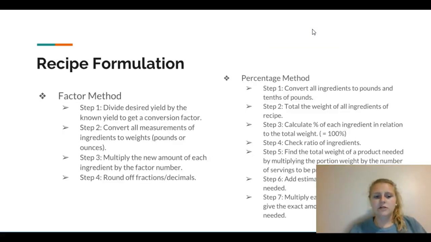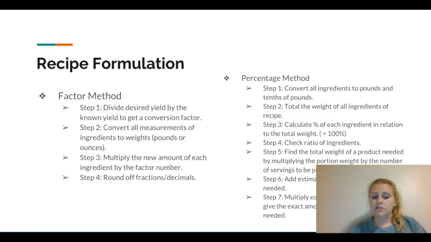Okay, so the first one is the factor method. You basically take the desired yield. So if you wanted to serve 75 people and the known yield is 12, you divide those and you get 6.25, which is a conversion factor that you will use for the entire recipe.